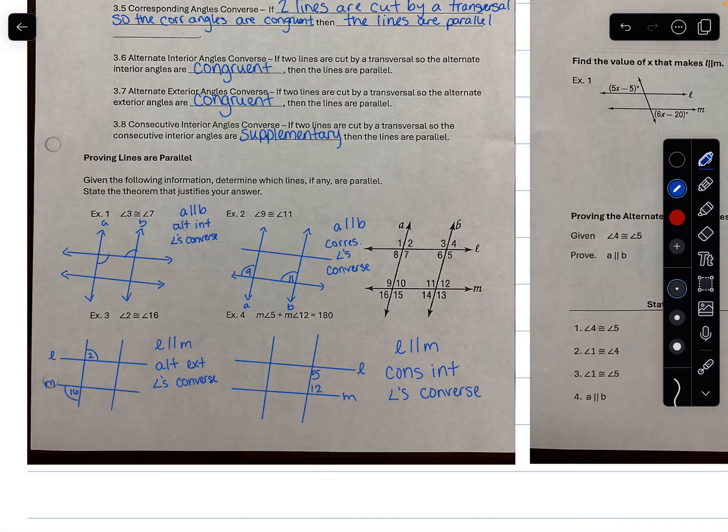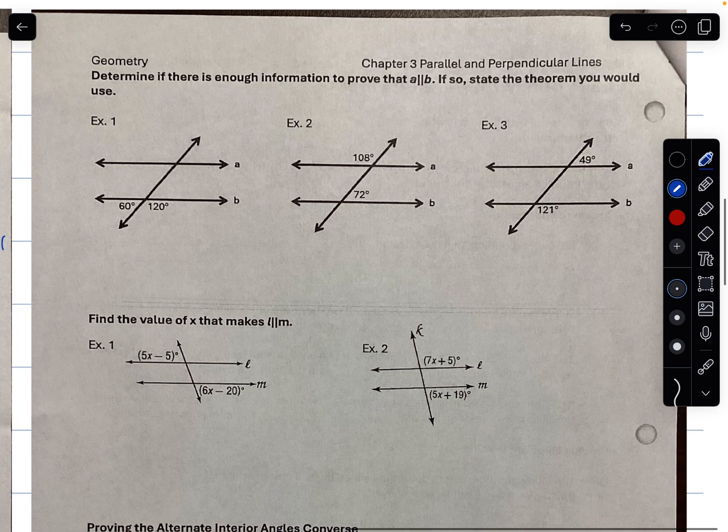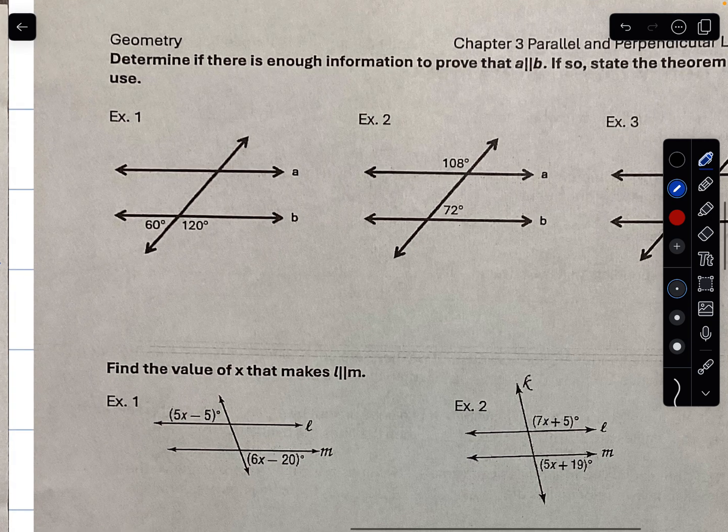Okay, let's look at the back. All right, the start of page 2 says determine if there is enough information to prove that A is parallel to B. If so, state the theorem you would use. Okay? So, on example 1, is there enough information for us to prove that those are parallel? Yeah. There is. What information will we have? 60 degrees and 120. But what part of that would prove A is parallel to B? Well, they're not vertical angles. What type of angles are they? They form a what? Line. A line. So they're just a linear pair.